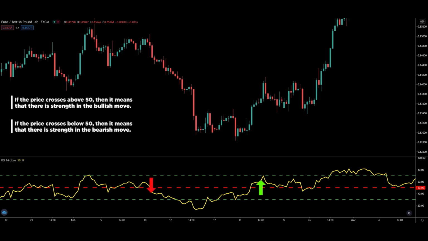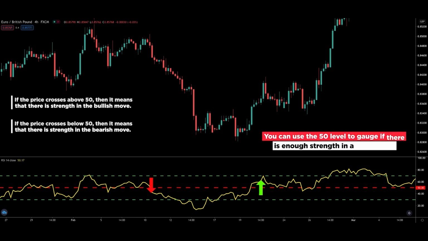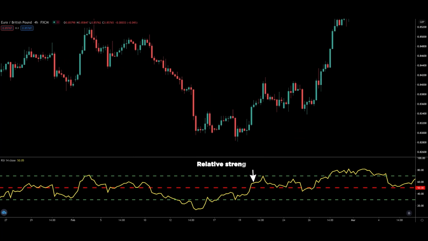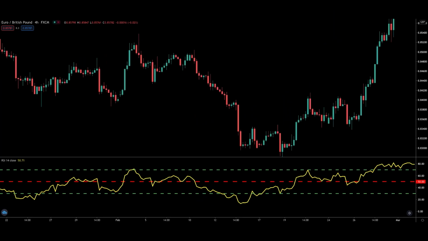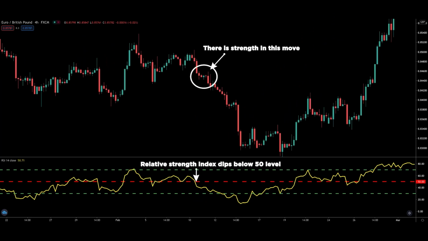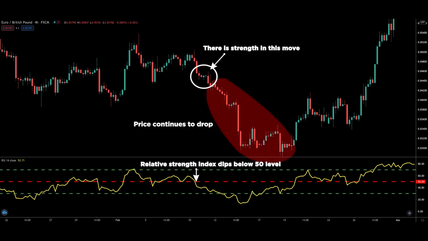And if the price crosses below 50, then it means that there is strength in the bearish move. You can use the 50 level to gauge if there's enough strength in a movement. So right here, this tells us that there is momentum in this bullish move. Look at how price continues to trend higher and higher. And over here, the price is bearish, and we see that the relative strength index dips below 50. Look at what happens to price next.